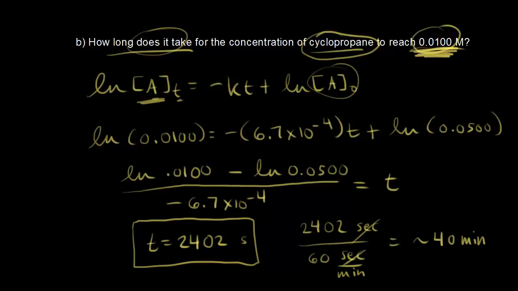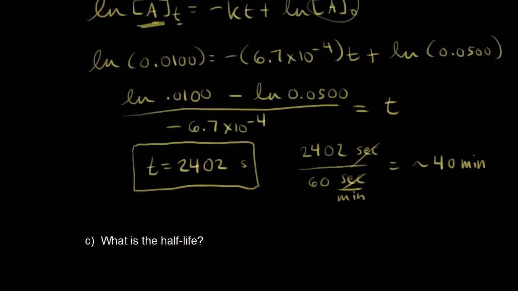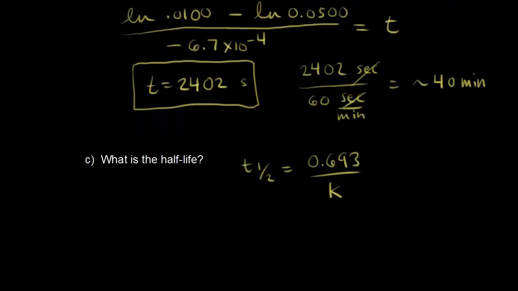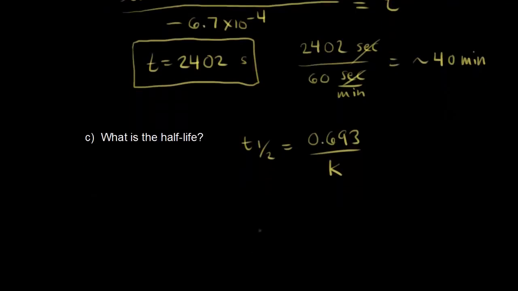All right, let's look at part C. All right, so in part C, they want us to find the half-life. Well, from the previous video, for a first order reaction, the half-life is equal to 0.693 divided by your rate constant k. And so the rate constant for this reaction was 6.7 times 10 to the negative 4. So the half-life is equal to 0.693 divided by 6.7 times 10 to the negative 4.